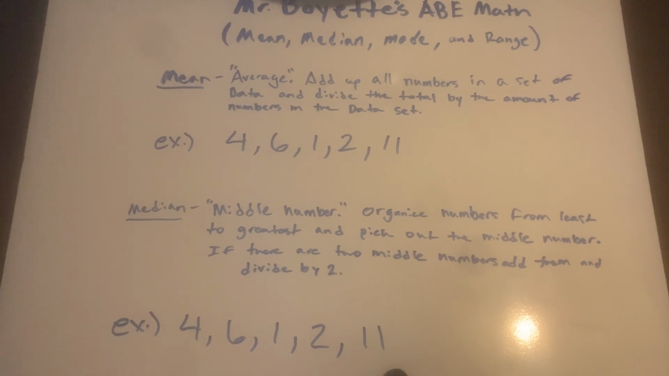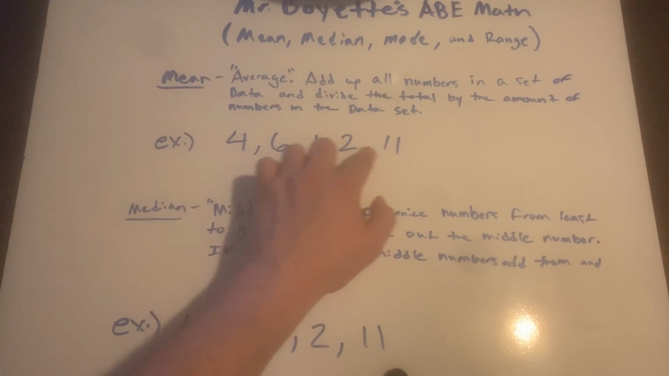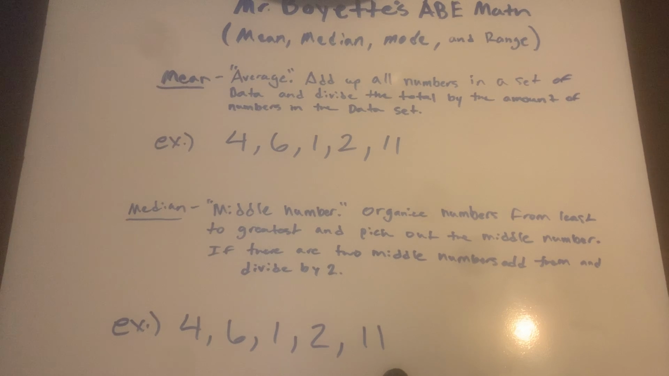All right, so when we're talking about mean, we're talking about the average. So the average of the group. To find the average, you have to add up all numbers in the data set and divide the total that you get by the amount of numbers in the data set. So I have an example right here. Let's say the numbers are 4, 6, 1, 2, and 11. You're going to add all those up together, and then you're going to divide it by 1, 2, 3, 4, 5, because that's how many numbers are in that set.